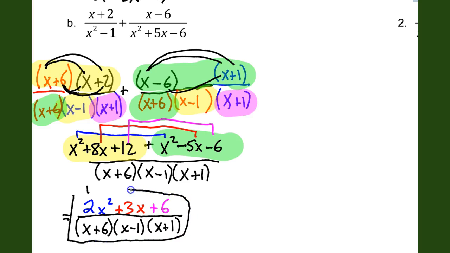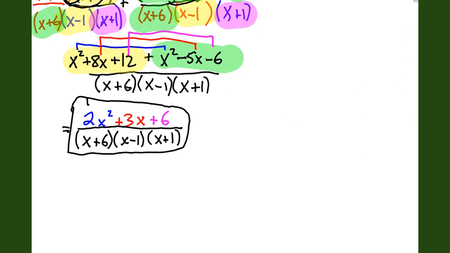So it's actually a little bit faster when things don't factor, and we can just say that's as much as we can do. What are the excluded values? So what makes this equal to 0? And what makes this equal to 0? Yeah. So make sure you do it for each one. x cannot equal these three numbers.